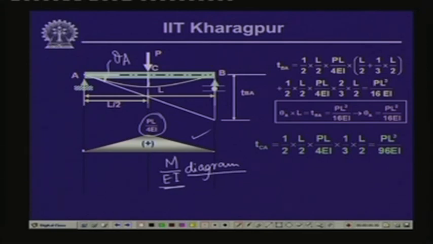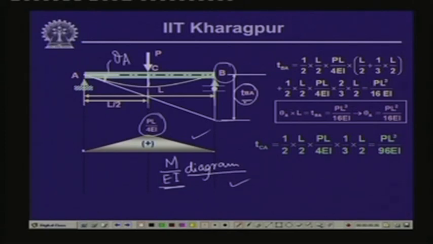As you know, the second moment area theorem states that the tangential deviation of any point on the elastic curve, in this particular case let us say this is B, with reference to the tangent drawn at any other point on the elastic curve, which is A here, if we draw the tangent from A, this is the tangential deviation which we call TBA, and it equals the moment of the M by EI diagram taken about the first point. So, if we take the moment of this M by EI diagram with respect to point B, we get this tangential deviation of point B with reference to the tangent drawn at point A.